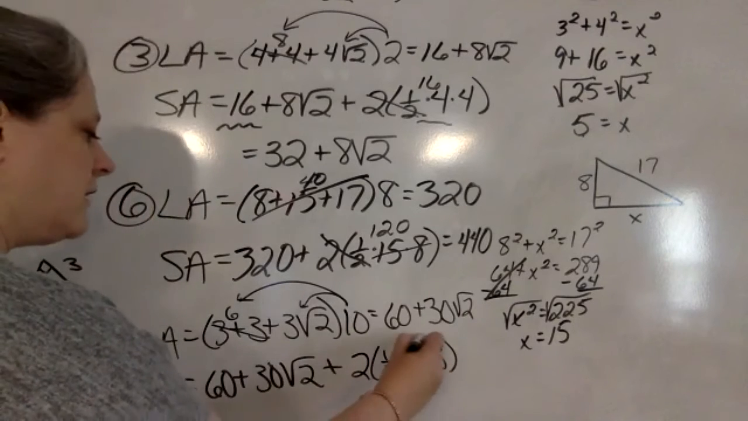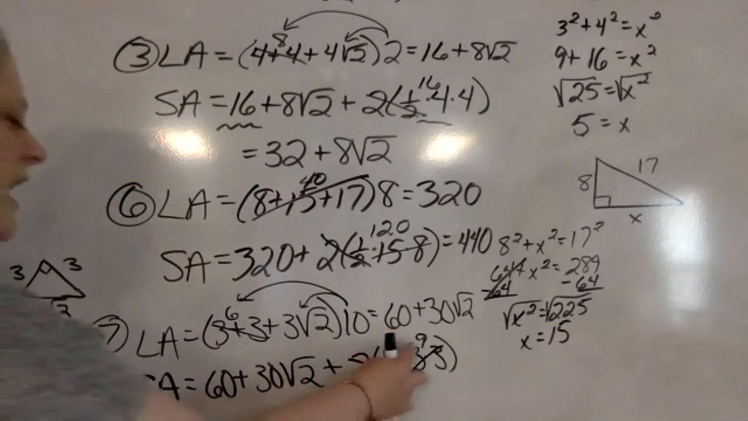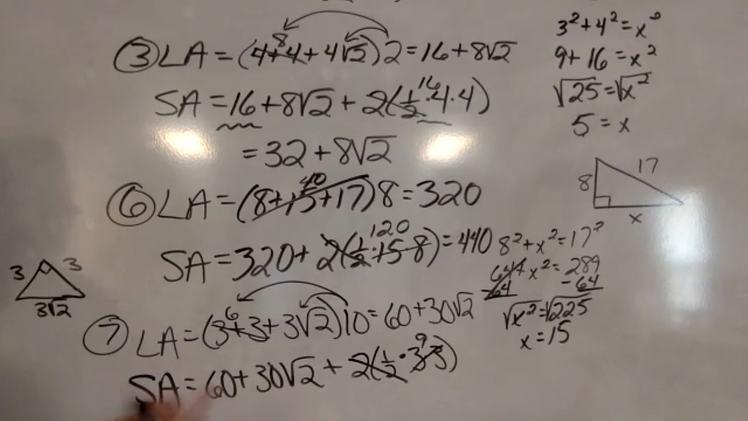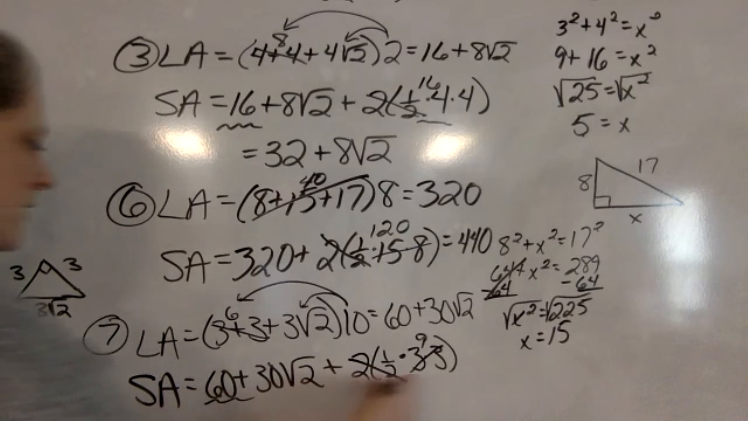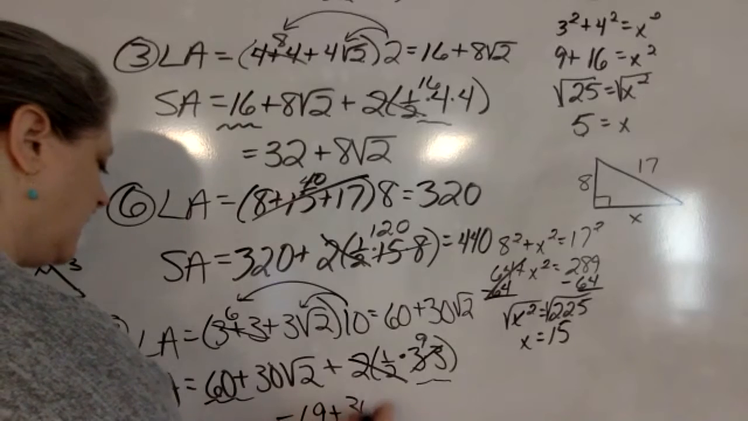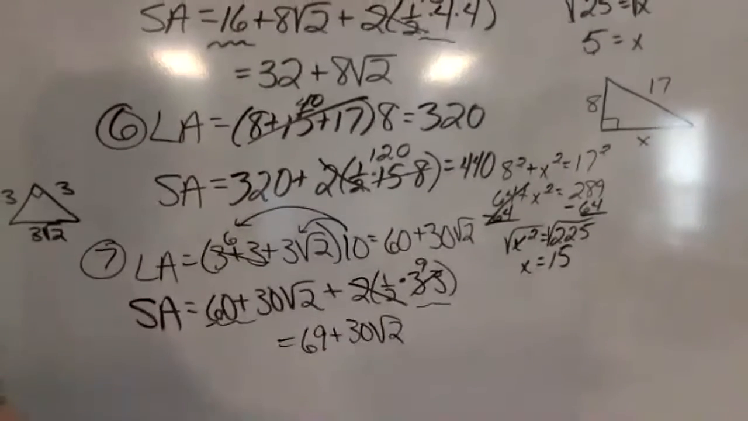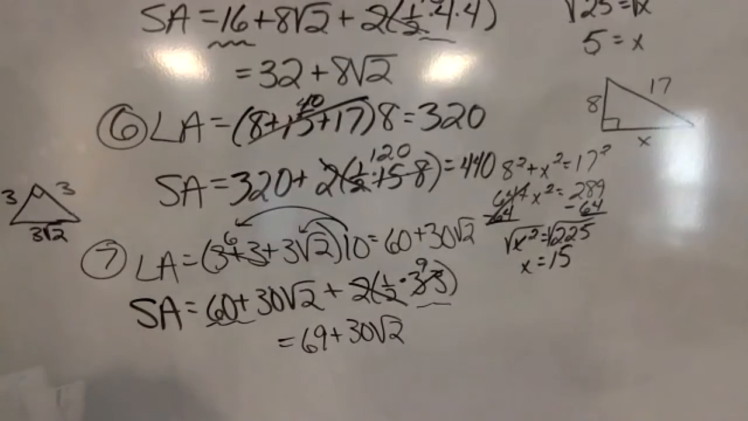So 3 times 3 is 9, the half cancels the 2. So I have 9 added to this. You can only add the ones that are outside of radicals together. So I can add the 6 and the 9 together, so it's 69 plus 30 square root of 2. Okay, so that was number 7.